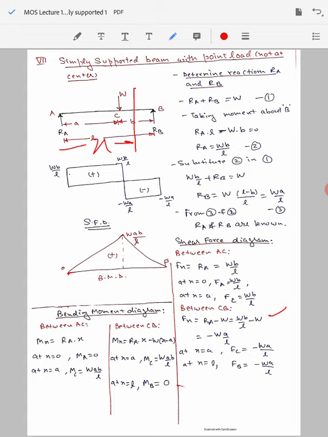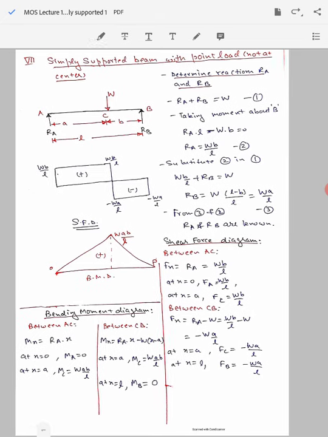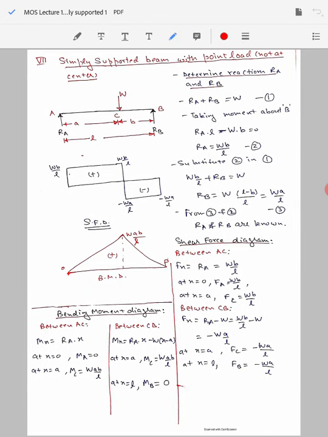So if we substitute the value of RA, Wb by L minus W, it is going to give the shear force value as minus Wa by L. Because you know that b minus L will be equal to minus a, right? Because a plus b is equal to L. From the diagram we can see that the a plus b value will be equal to L here.